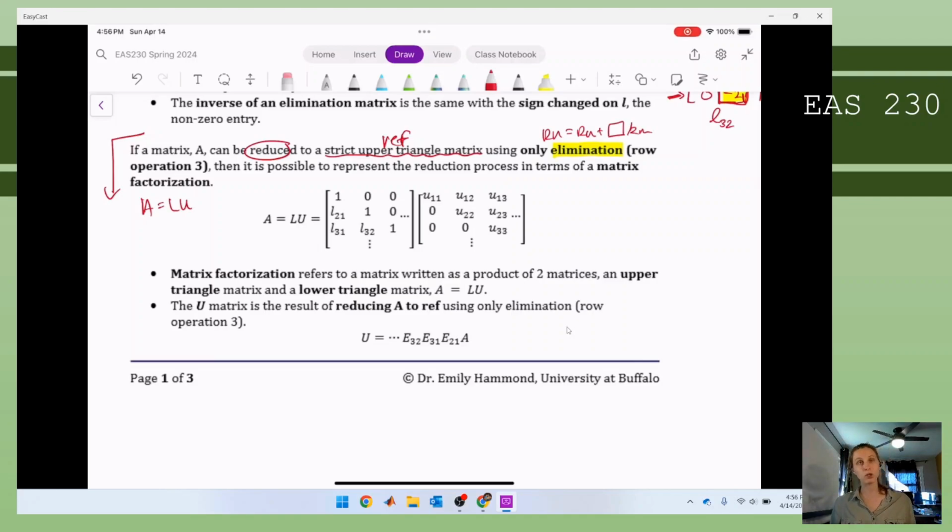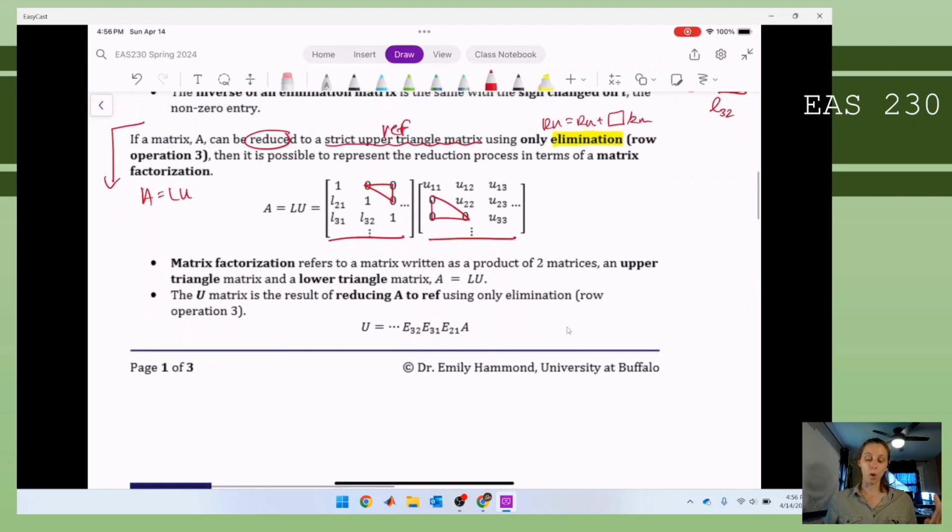Then it is possible to represent the reduction process, those elimination steps, in terms of a matrix factorization, in terms of a product of two matrices, where the first one is called L, and the second one is called U, where L is a lower triangle matrix with my upper triangle of zeros, and U is an upper triangle matrix with my lower triangle of zeros.